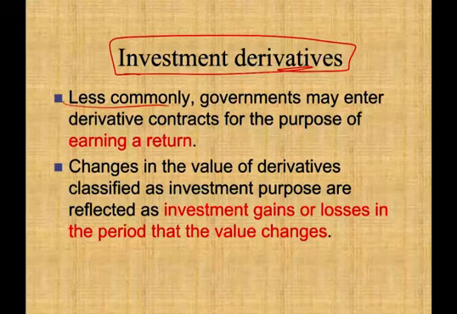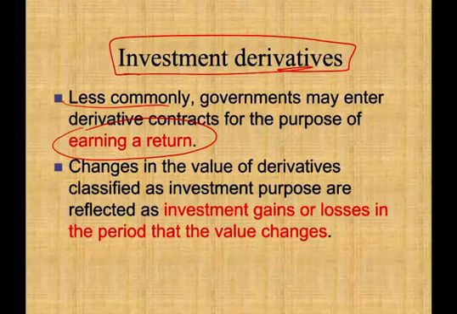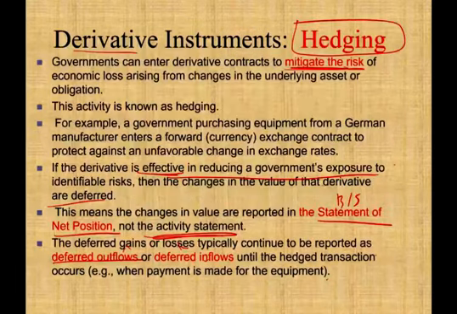This is less common with the government, but if the government wants to earn a return, then any gains or losses are reported basically in the quasi-income statement, okay? So they're reported in the period of the value change. So they are reported in the statement of activity. Okay, that's all you need to know about derivatives as far as we're concerned.